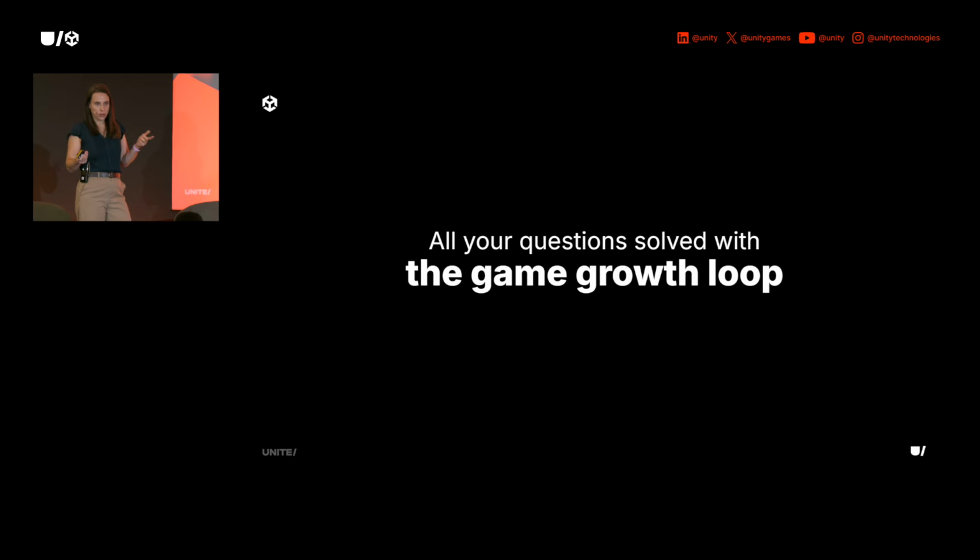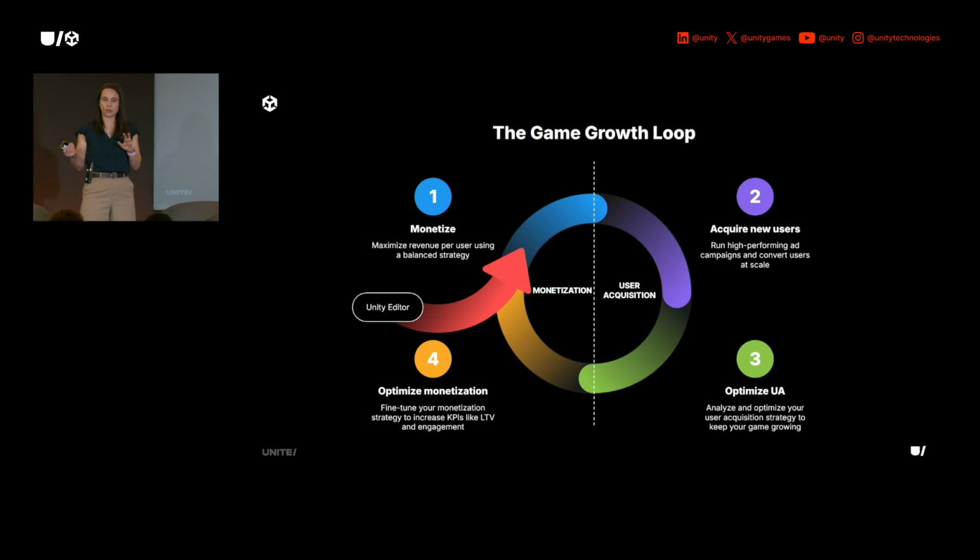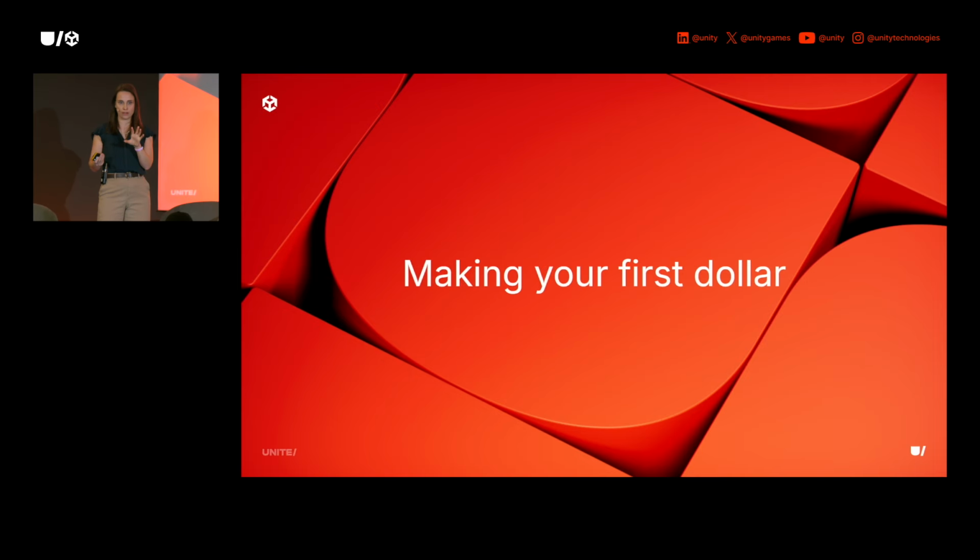To help you do that, we've designed a framework that we call the game growth loop. The core components are very simple. We start from this side. We start monetizing, and we're going to talk about that. Then we move to the other side, which is increasing the reach of your game. So let's start with the first part, which is turning engagement into revenue, making your first dollar, basically.